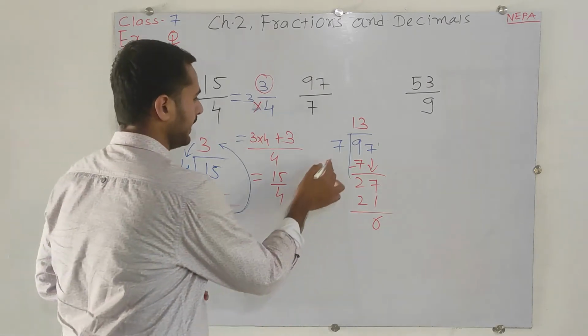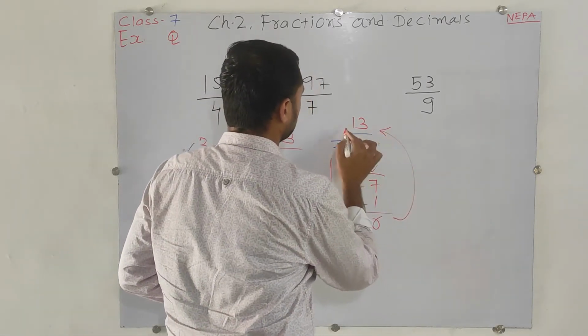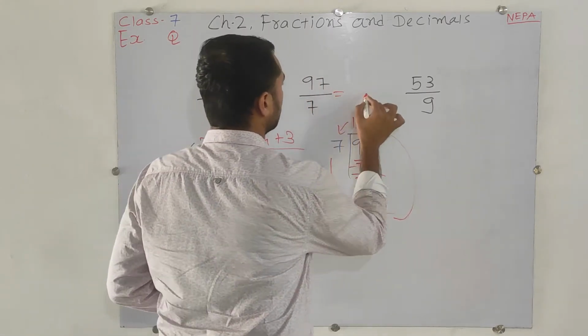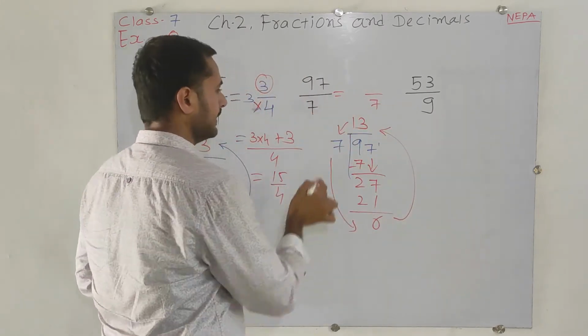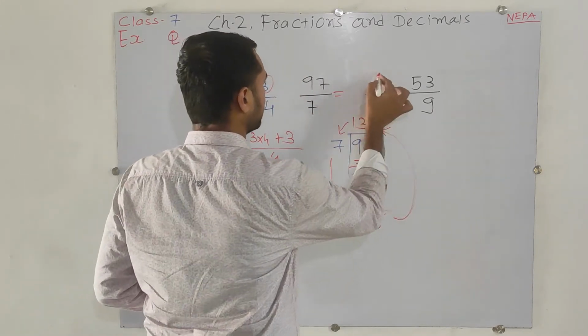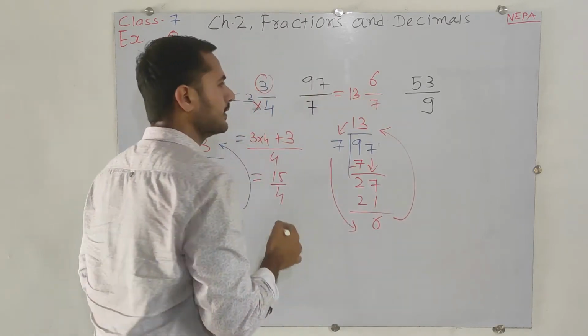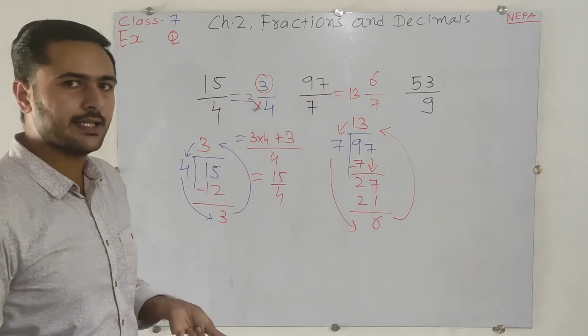Now let's convert it into the form by rotating like this. The answer will be, the denominator is always as it is. Now 7 goes here, 6 here, and 13 here. So that's your answer. You can verify that.